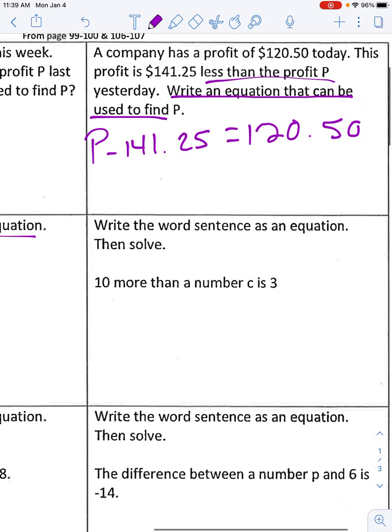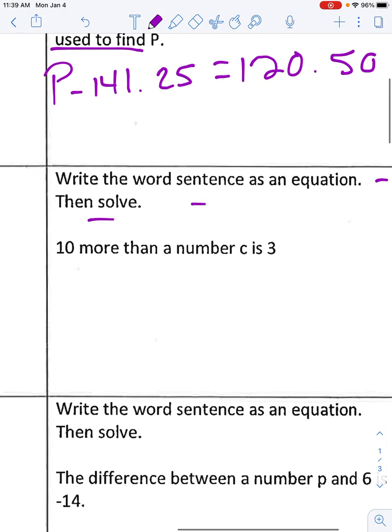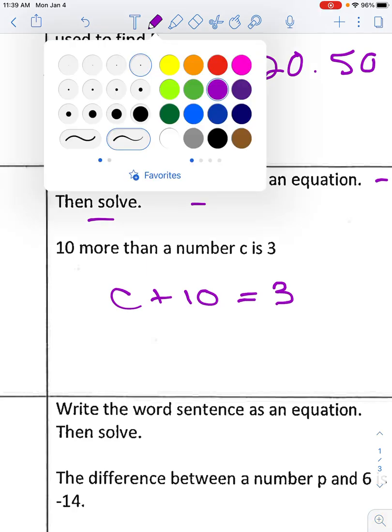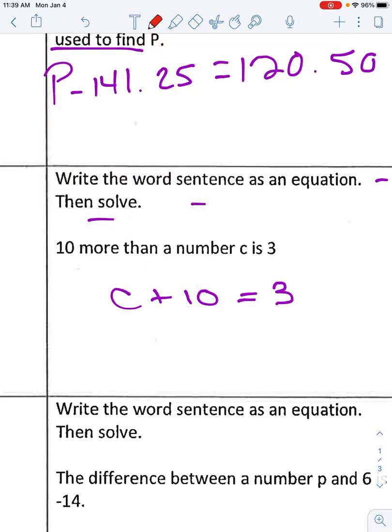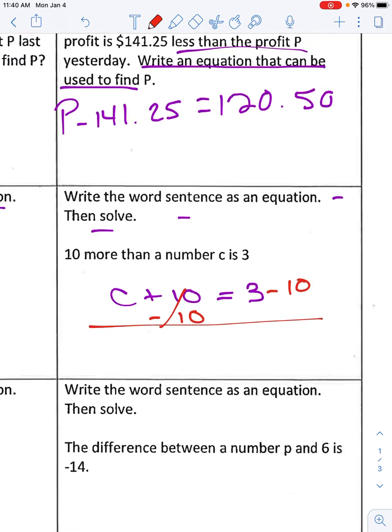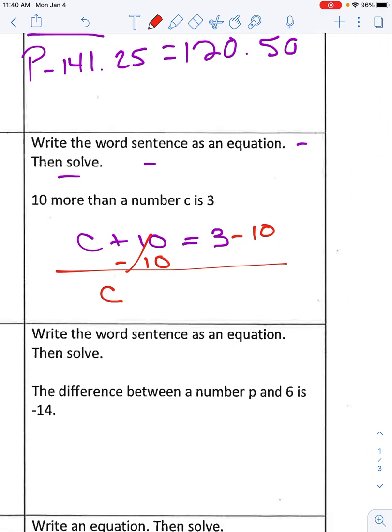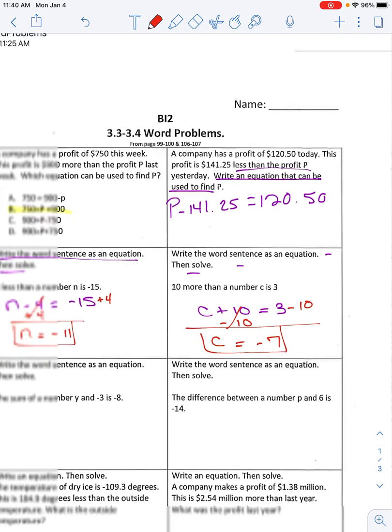Okay. The next one, write the word sentence as an equation. That's a point. Then solve. That's a point. 10 more than the number C. So whatever C is, it's 10 more than that. Is 3. Is your equal sign, 3. And then we're going to solve. It says add 10. So we're going to subtract 10 from both sides, show your cancellation. 3 minus 10 is a negative 7.